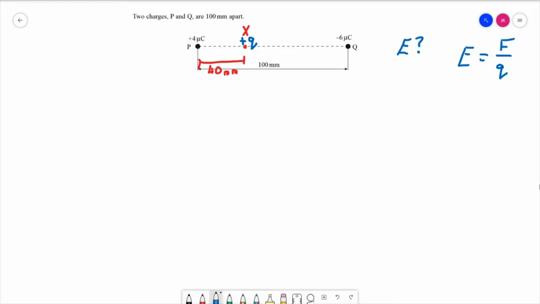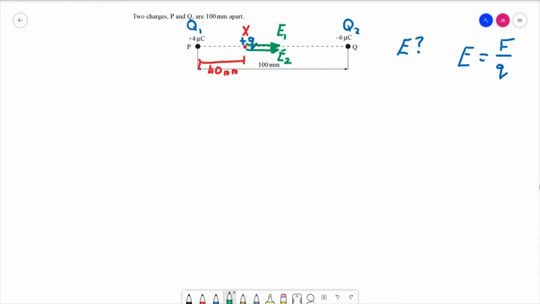From Q1, let's just relabel these as Q1 and Q2. From Q1 then, because we've got two positives, we know that we're going to have a repulsive force, and that force is acting in that direction. It's acting to the right, the way that we've drawn it on the diagram. The second one, from the minus 6 microcoulomb charge, will also be an attractive force, a force acting to the right, E2, because they are opposite charges and opposite charges attract.